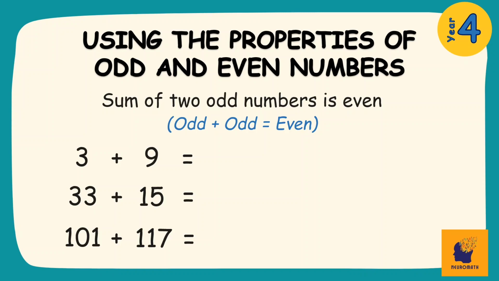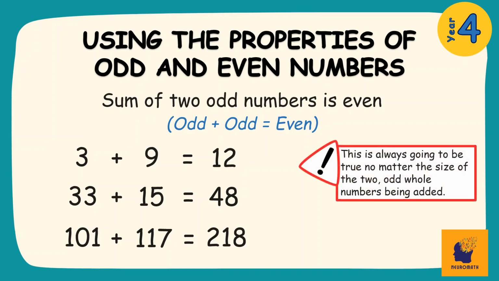And again, we can check that this condition is true. 3 plus 9 being 12, which is an even number. 33 plus 15 being 48, which is an even number. And 101 plus 117 being 218, which is an even number.